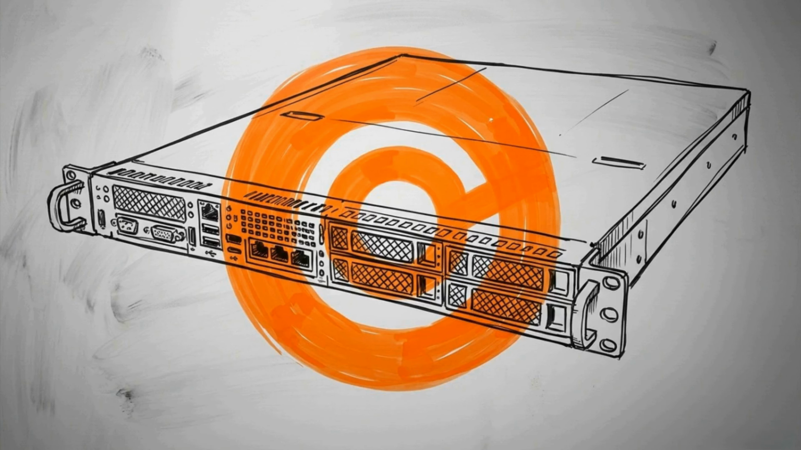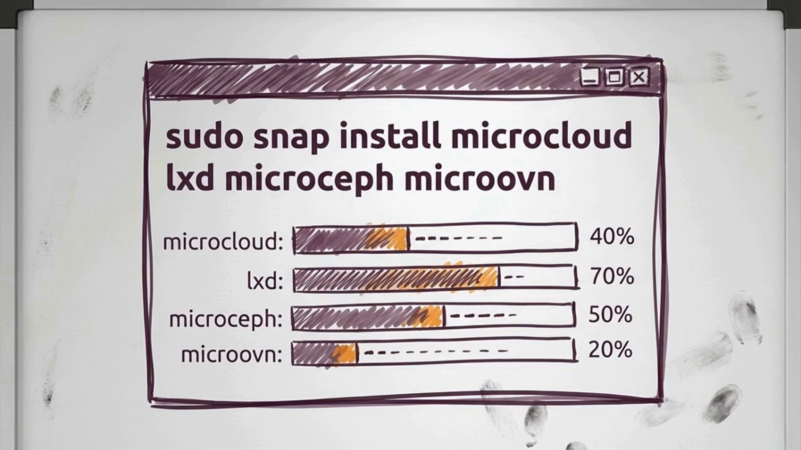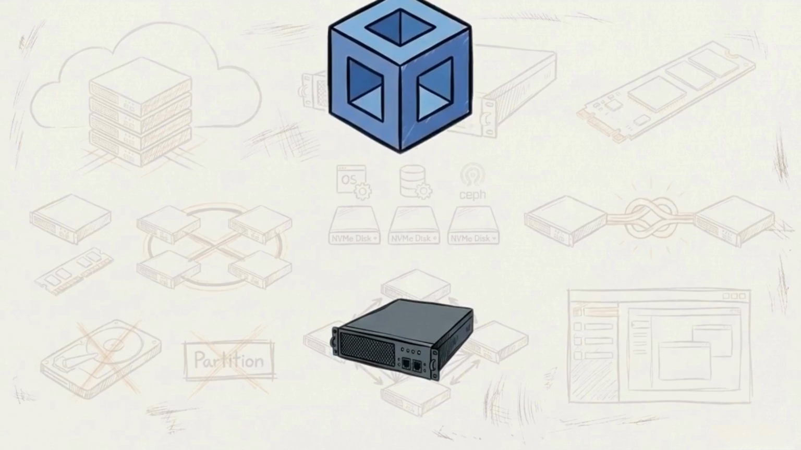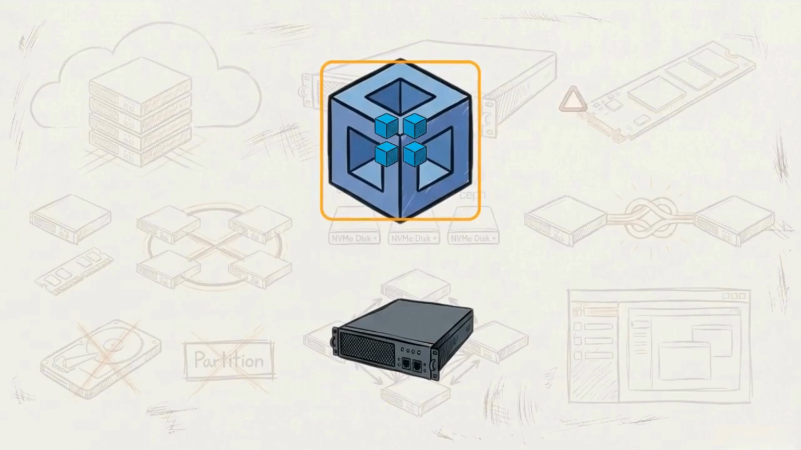Every server you intend to use in the cluster must be provisioned with an Ubuntu long-term support release. Once your servers are ready, you'll need to install the core services. On every node, run the command sudo snap install microcloud lxd microceph MicroOVN. Installing these as containerized snaps keeps the host operating system clean. Because all dependencies are bundled within the snap, you avoid the traditional conflicts between different package versions.